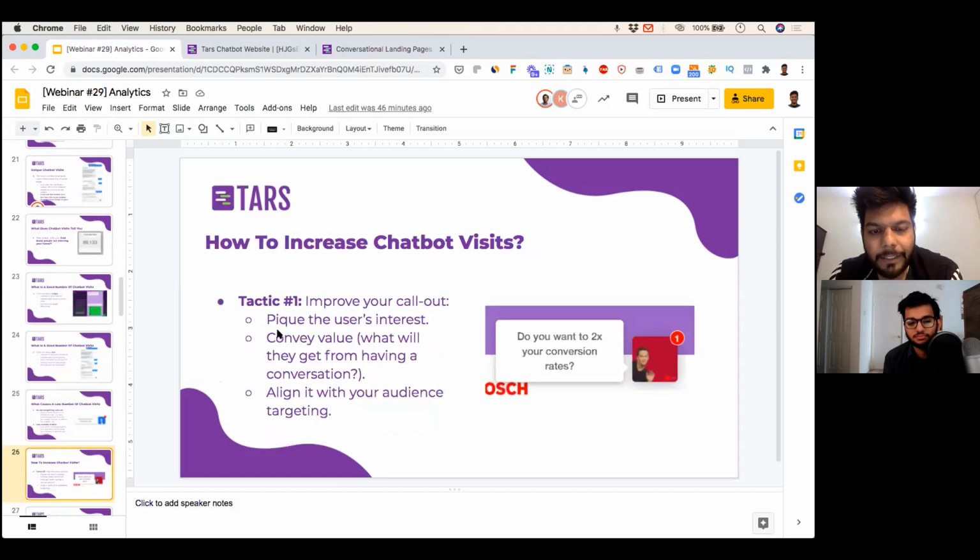And the second thing is how to improve, which is something I've already covered, but still, let's talk about it, which is pretty much mentioned here. You have to pique the user's interest, convey some value, and then align with your audience targeting, which is something I've already talked about, right? That is how to increase the number of chatbot visits if you're using it as a widget.